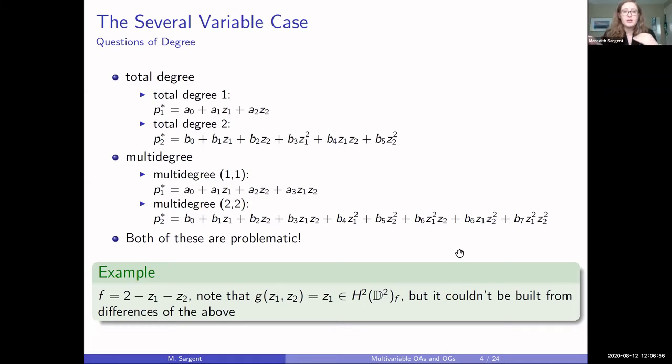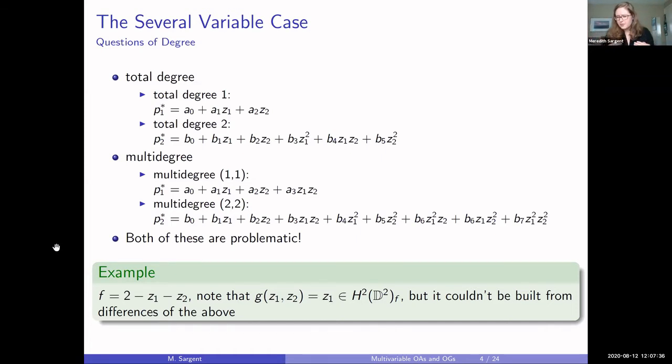For an example, let's have the function that we are weighting our space by be 2 minus z1 minus z2. Perfectly reasonable function. And we'll take another function that I've named g, the function that's equal to z1 on the Hardy space of the bidisk. If you look at the difference between my optimal approximants, P2 and P1, in both of these cases, I'm not going to be able to rebuild z1 from this. The differences of my optimal approximants, hopefully I still get orthogonal polynomials, but I might not get enough. I might not be able to span the space.